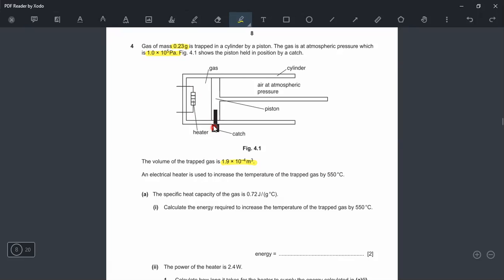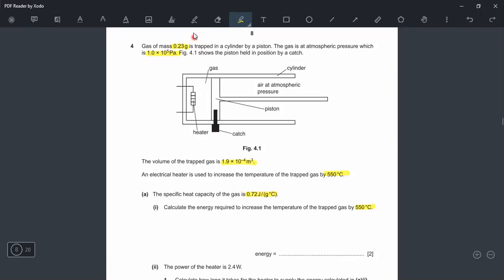He's got some kind of catch here just to hold the piston in place, and he drew a symbol for a heater in there. He probably wants to heat the gas and have it expand or have the pressure increase. We don't know. We'll see. An electric heater is used to increase the temperature of the gas by 550 degrees Celsius. So the specific heat capacity of the gas is 0.72. Calculate the energy required to increase the temperature of the trapped gas by 550.